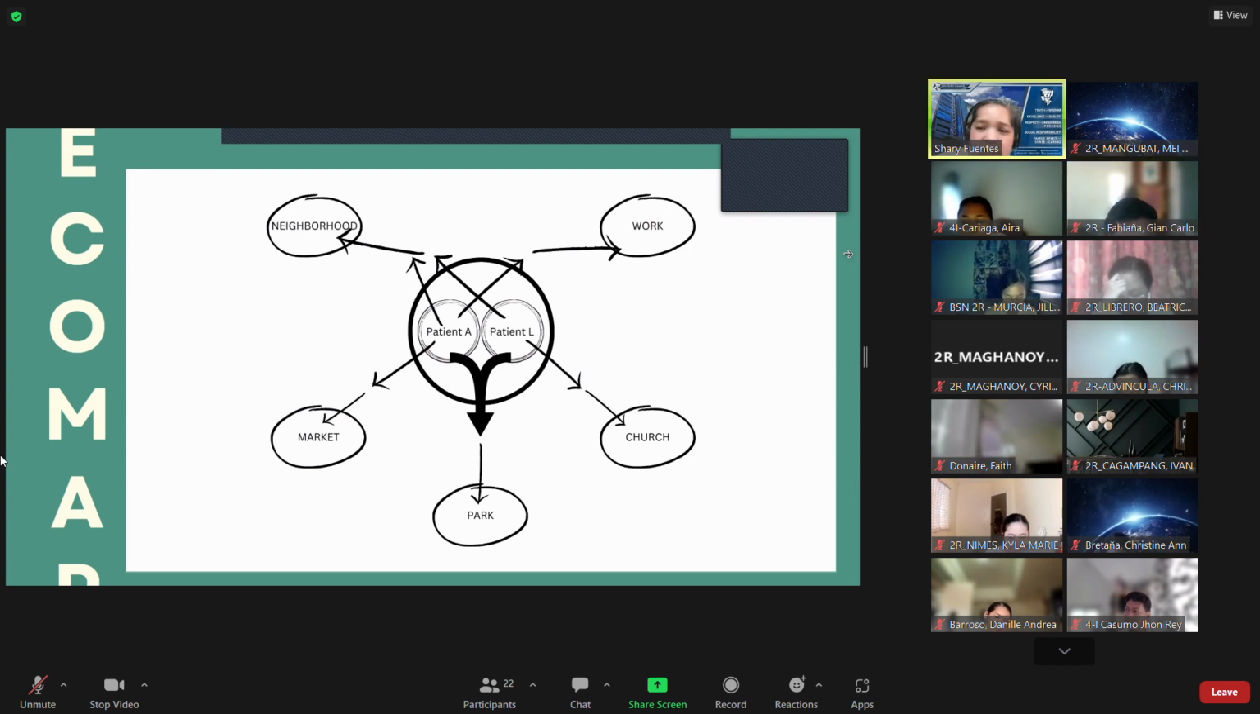What is this work? Patient A is a tricycle driver. So looking at it, it means that all of these areas that they visit are actually visited equally, except for the park, because you have a bold line there. How do you interpret those lines?